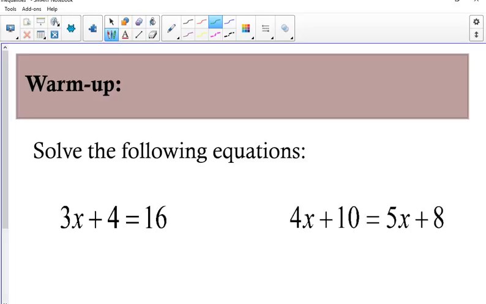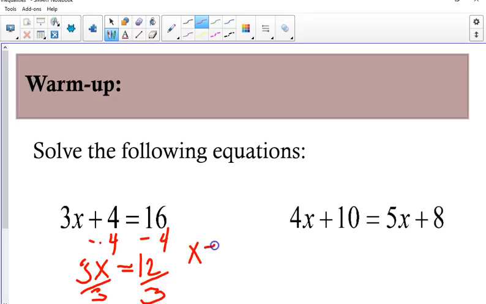And then we have just a few more. So let's go through these real quick, just so that you can get some practice back into solving equations. So we have 3x equals 12. We now have a 3 with our x, so we have to divide by 3. So x equals 4. Okay, 3 times 4 is 12, plus 4 is 16, so that checks.